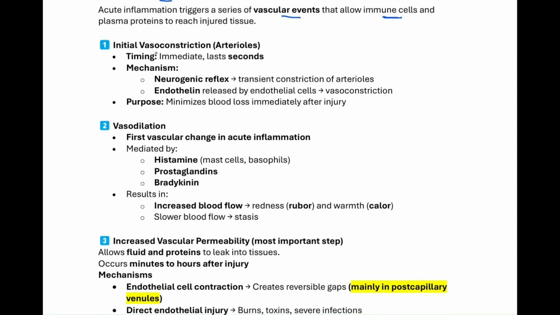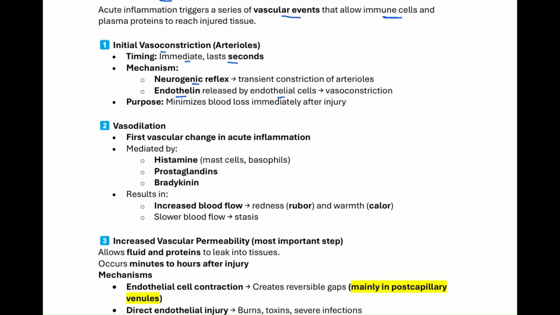The first one is the initial vasoconstriction. If somebody has an injury, the first step will be initial vasoconstriction. This is usually immediate and normally lasts seconds. It is mediated by a neurogenic reflex, which leads to transient constriction of the arterioles, and also release of endothelin from endothelial cells. As we know, endothelin is going to cause vasoconstriction.